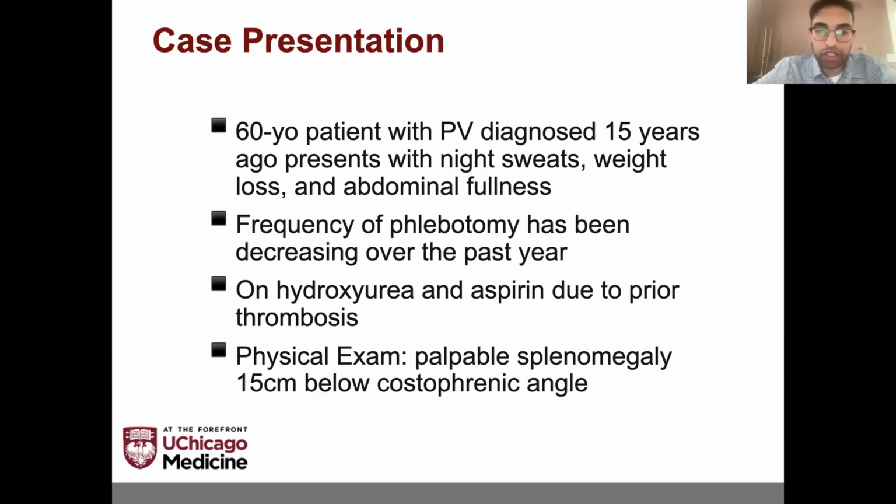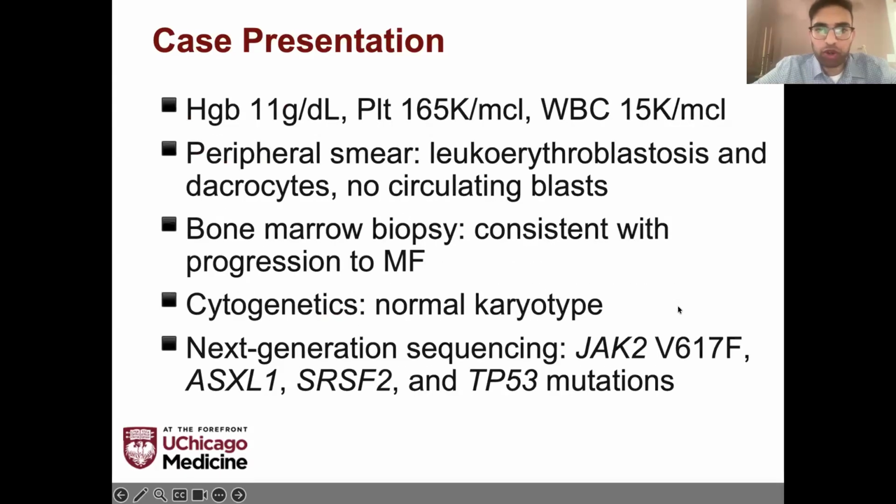On exam, the patient has a very large spleen, 15 centimeters below the costophrenic angle. And when blood work is drawn, the patient has a very mild anemia and the white blood cell count is elevated with a normal platelet count. The peripheral smear shows some teardrop cells, but there are no blast cells or immature cells seen.